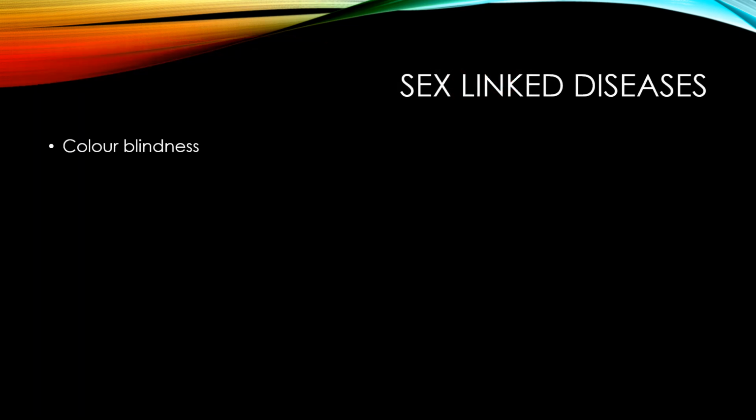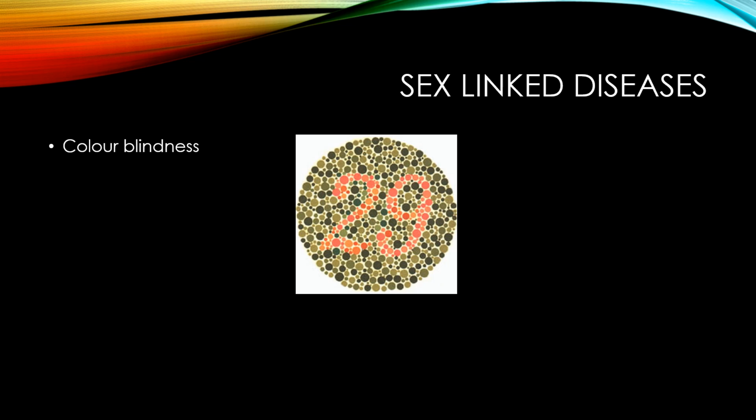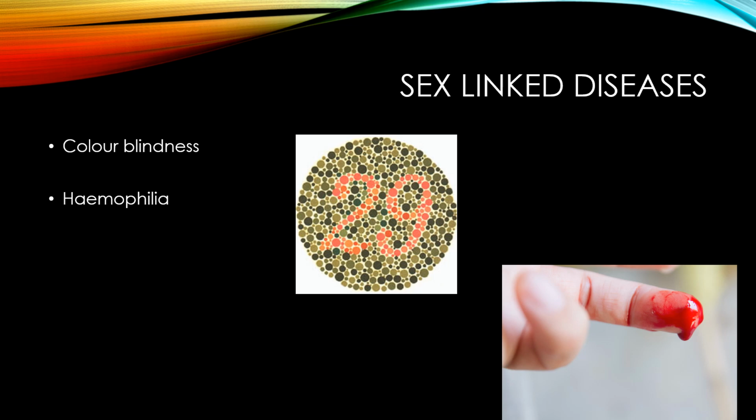So I mentioned them already: colorblindness, of course. If you're colorblind, you would not recognize the 29 in there. And if you're hemophiliac, well, your blood would not clot properly. I guess a cut takes an awful long time to actually heal then. So those are 2.